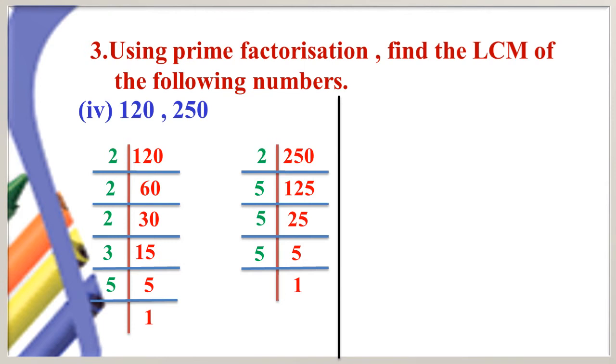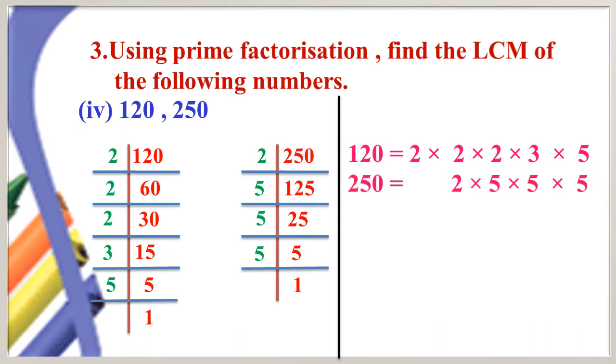The next step. Now, we want to write the prime factors of 120 and 250. Now, 120 equal to 2 into 2 into 2 into 3 into 5. Next, 250 equal to 2 into 5 into 5 into 5. Next, now we want to find the common prime factors. So here the common factors are 2 and 5.